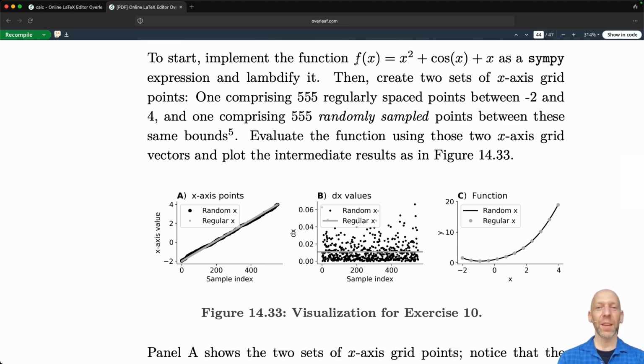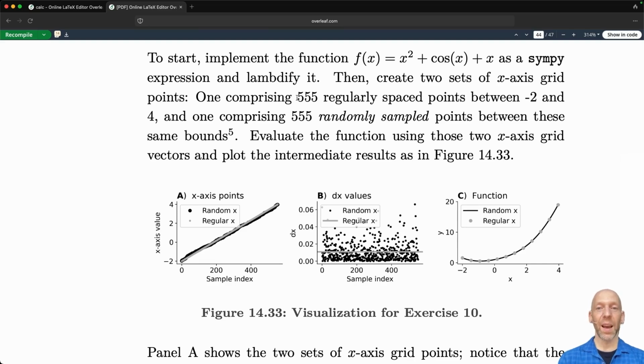All right, so here is the function we are going to work with. F of x equals x squared plus the cosine of x plus x. So implement this as a SymPy expression and then lambdify it. And that is basically going to allow us to evaluate numerically this function for lots of different arbitrary values of x.